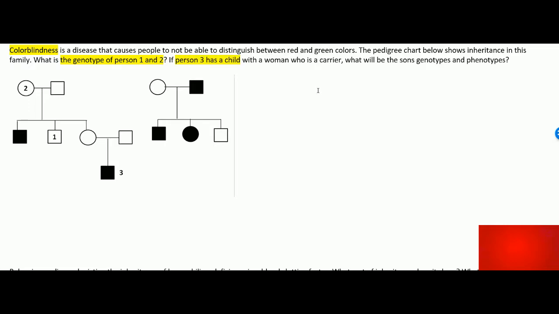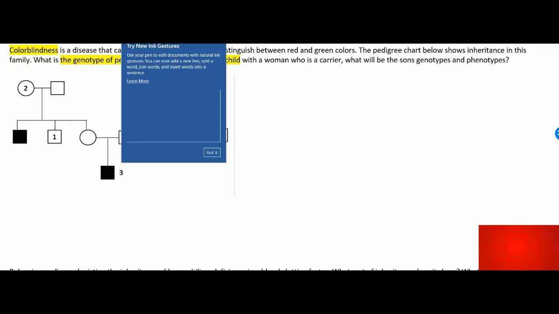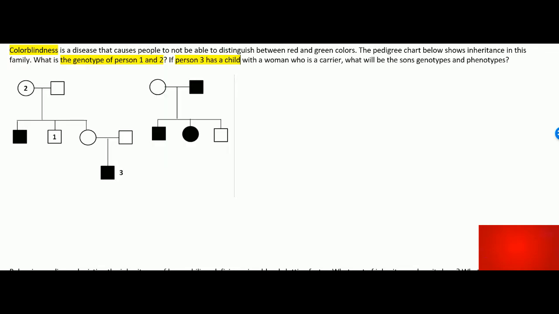So before we even start with any of that, let's go ahead and write out all of our possible genotypes and phenotypes. So for colorblindness, I know that this is an X-linked disease, so I'm going to go ahead and write out my X's and Y's for the boys and the girls.